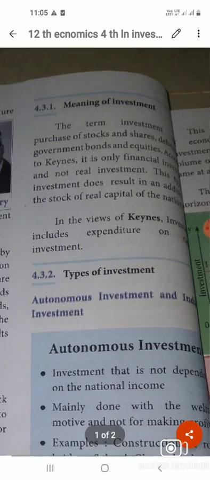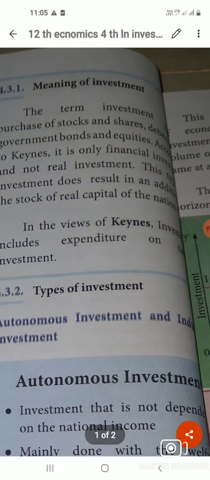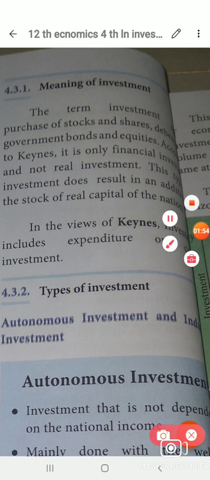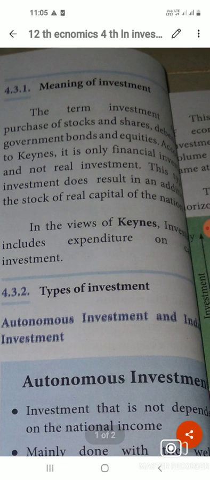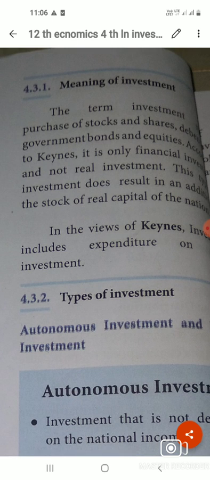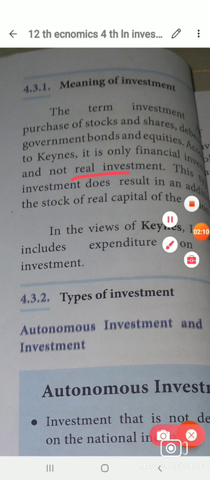Next, the meaning of investment. What is the meaning of investment? It is the purchase of stocks, shares and debentures. These are also called investment. But Keynes told it is only financial investment, not real investment.